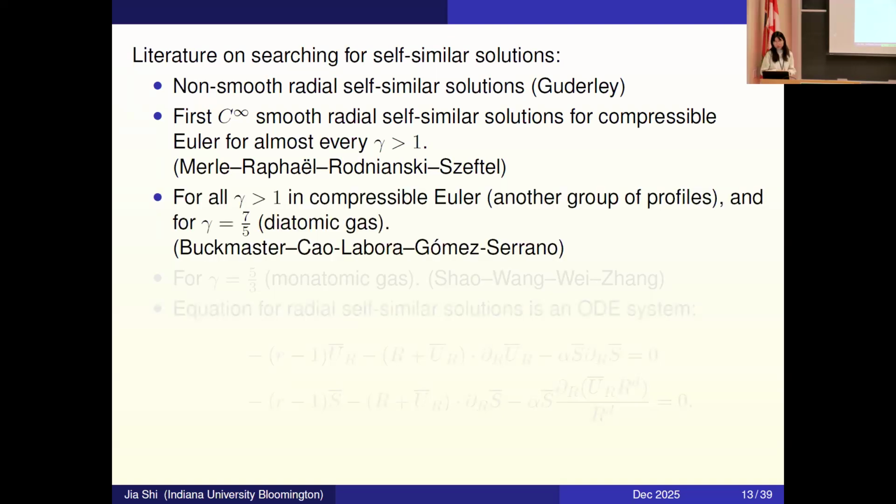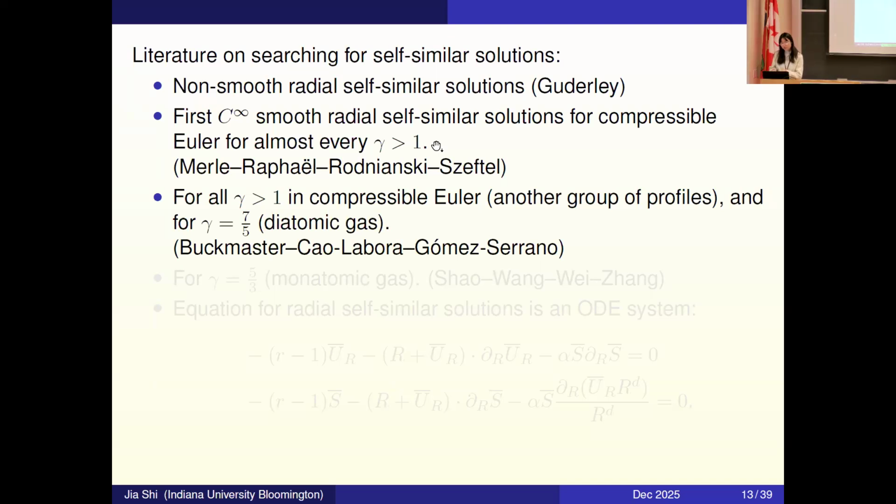And then there's a result from Tristan, Gonzalo, and Javi. They show that in the compressible Euler, I think this is only for 3D, there is a C infinity smooth radial self-similar solution for all physical parameters gamma greater than 1. This is another group of profiles, related to a different family of parameters. We'll talk about this in detail after this slides talk.